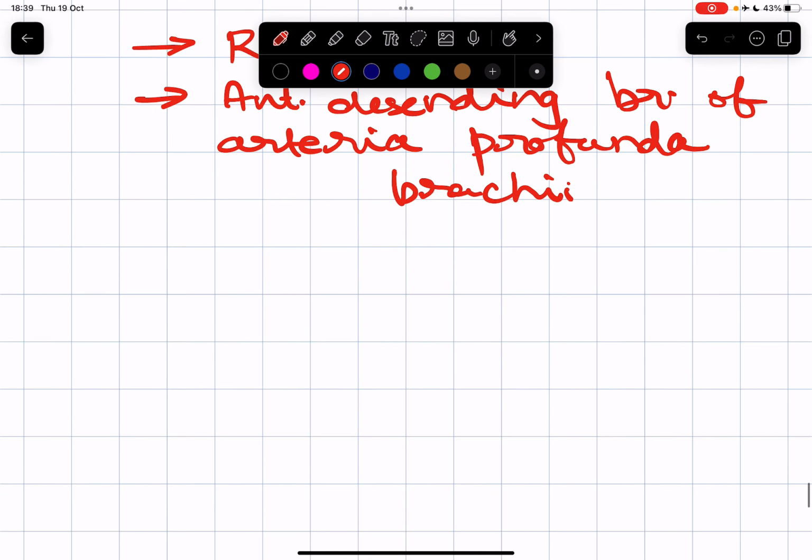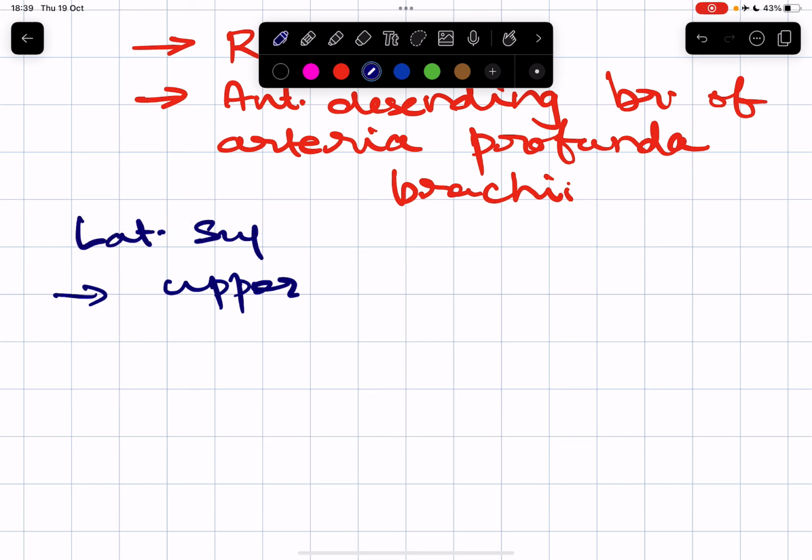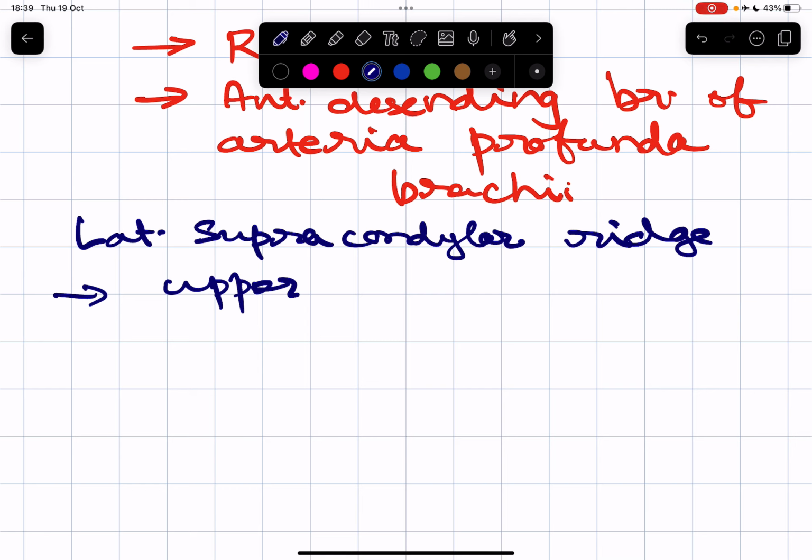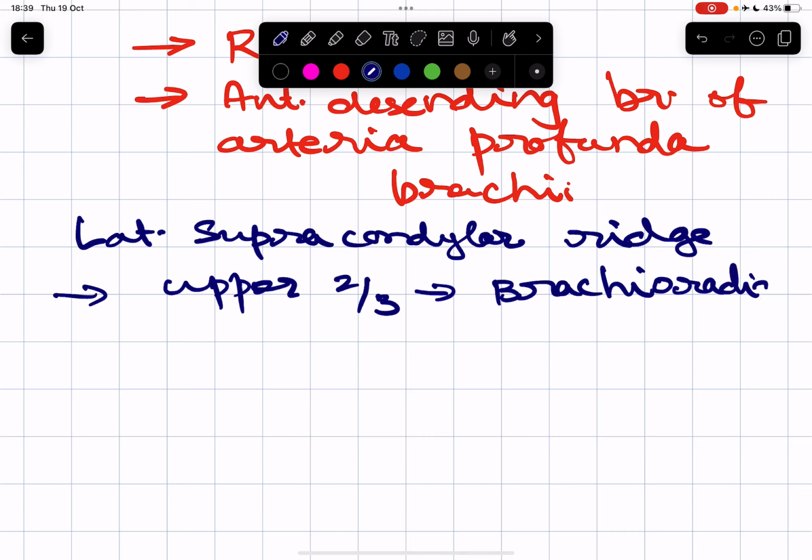Now this lateral supracondylar ridge, in its upper two-third, which one? Not the lateral intermuscular septum, the lateral supracondylar ridge in its upper two-third provides origin to the brachioradialis muscle.